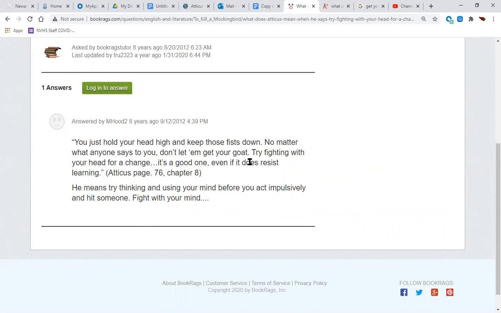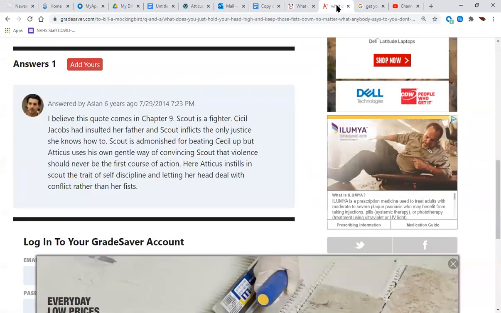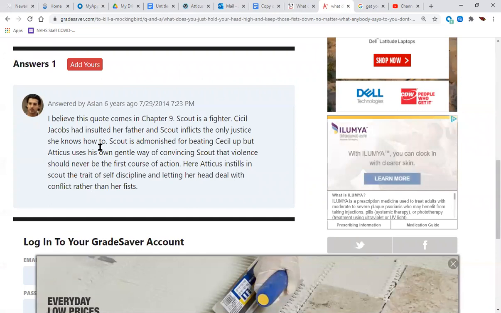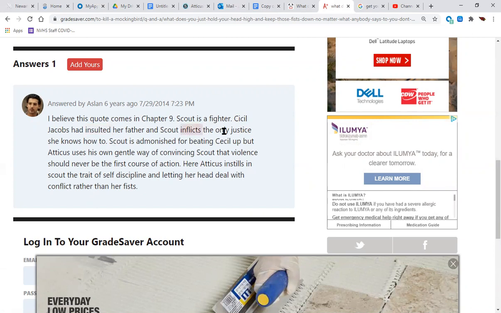And then I thought, well, that didn't help me that much. It gave me a little bit, but it didn't help me that much. So I looked it up again. I opened up a new tab and I found another website. And this person writes that it's out of chapter 9. This person calls Scout a fighter. He spells Cecil Jacobs' name incorrectly. But it's true that Cecil Jacobs had insulted her father. And then she just inflicts the only justice she knows how to. And she just starts womping on Cecil Jacobs for talking trash about her dad.